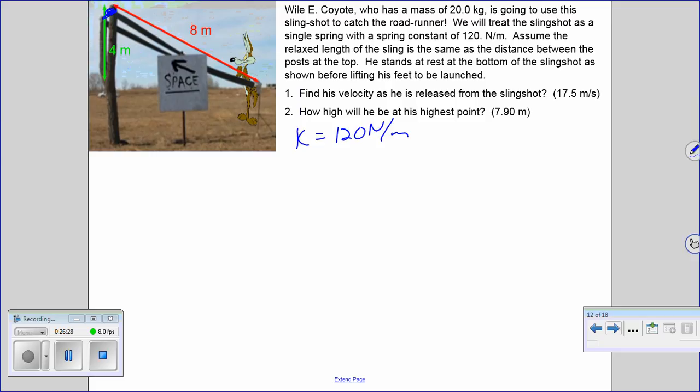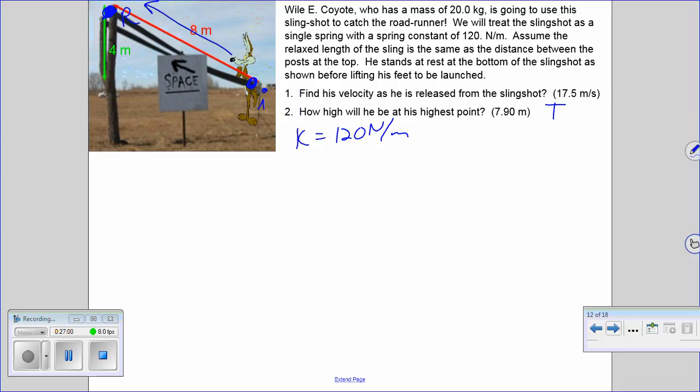So let's name our points. There are going to be 3 points we care about. We're going to call this point I, our initial point. We're going to call the point up here at the top, so he's going to get flung forwards, right? Like this. We're going to call this point R, as in release point. That's the point where he's released from the slingshot. And then question 2 wants to know what's going on at his highest point, so we'll call that T for top.